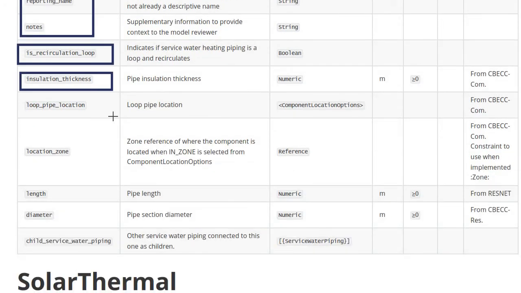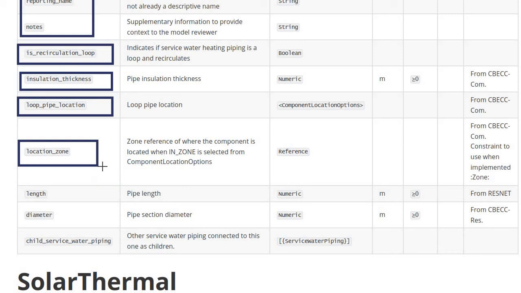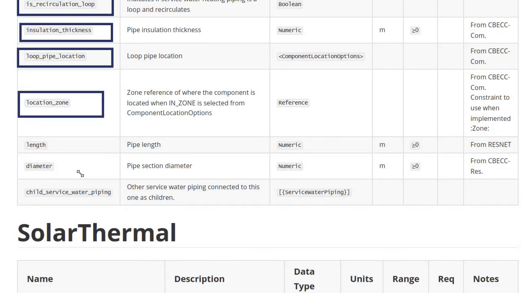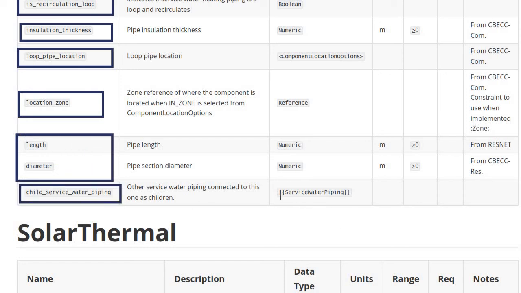The location of the loop pipe. I'll talk about the different types of locations in a minute, but one of the options is for it to be a zone. And if it is a zone, then a reference to that zone. And then the length and diameter of the pipe. And then again, the child service water heating piping. So this is referencing back to another one of these service water piping data groups.